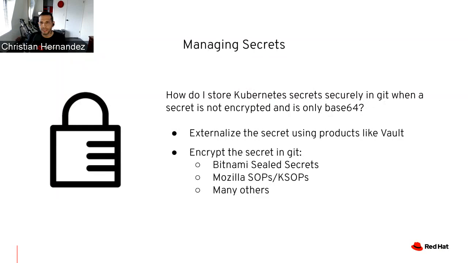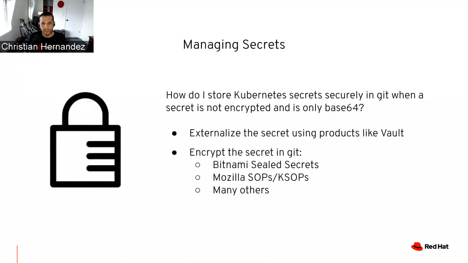So, managing secrets, right? When you tell your security engineers that you're going to store everything in Git, including usernames and passwords, they're going to be like, what? Like, no, you're not. Because secrets in Kubernetes are not encrypted, they're just base64. Secrets aren't secrets. Secrets are just what they are, secret information in order to connect to things. It's only base64, so they're only encoded.